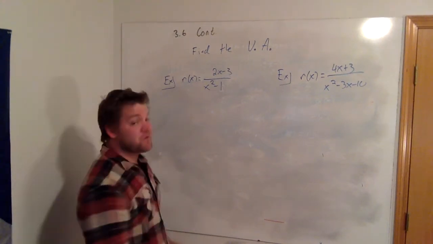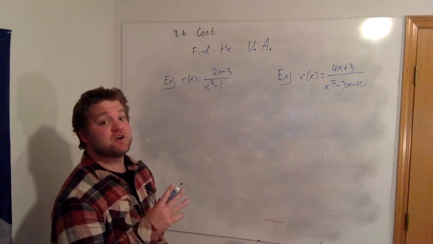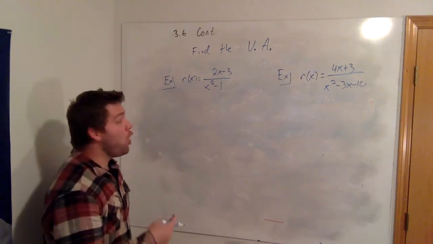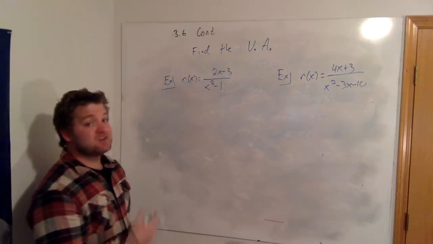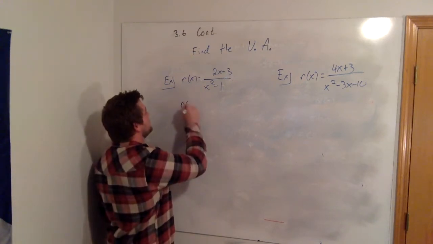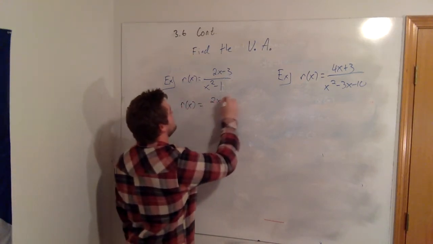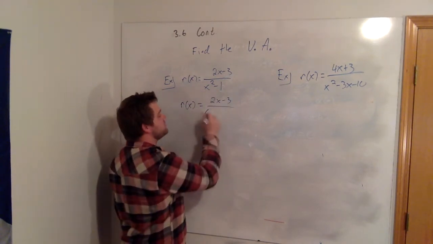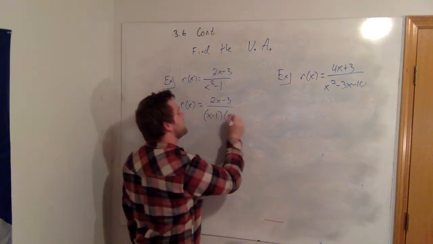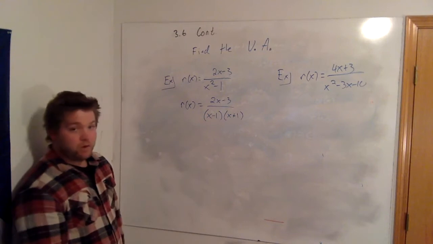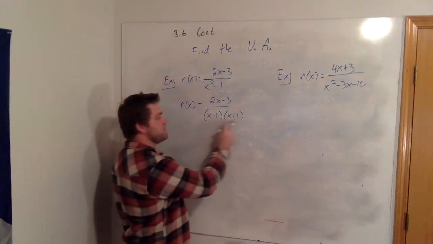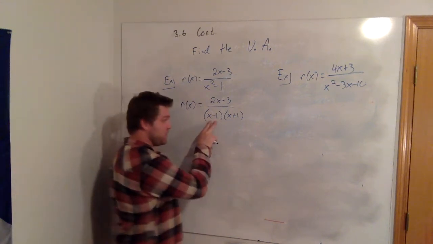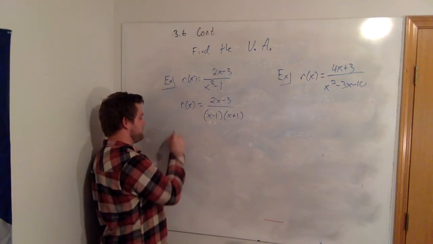Okay, so we want to find the vertical asymptotes. So we want to look for locations where these functions are undefined. And that happens when the denominator is 0. So what I'm always going to do with these types of problems, when possible, is factor. So here, r of x is equal to 2x minus 3. Let's factor x squared minus 1. I hope you see that's a difference of squares pattern, and that factors to x minus 1 times x plus 1. So we just want to look for values of x that make the denominator 0, and I hope you see that those are x equals 1 and x equals negative 1. So we have vertical asymptotes.